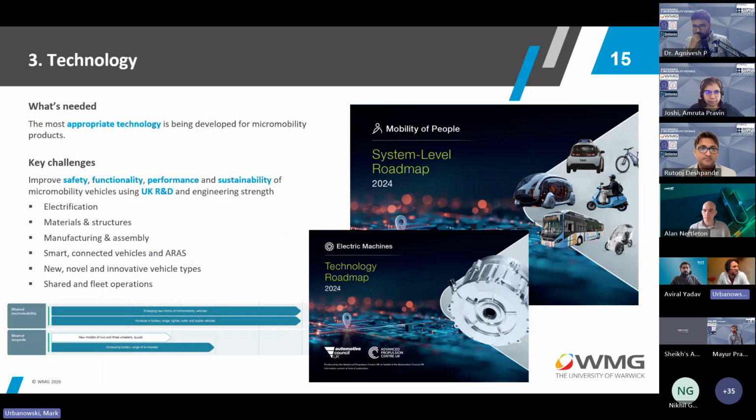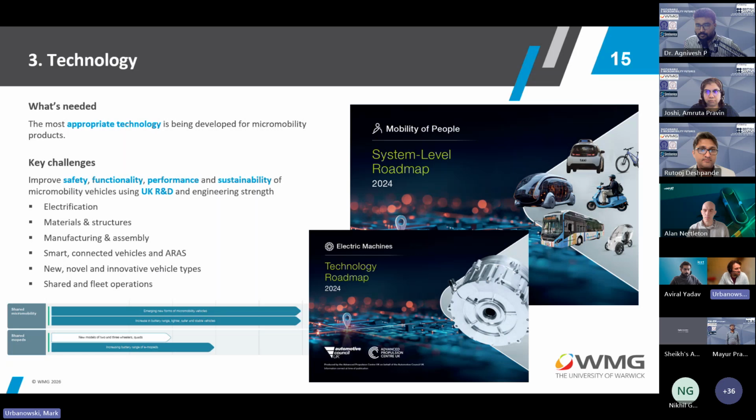From a technology point of view, lots of different technologies are being developed for micromobility, particularly around electrification, so new battery technology, new motor technology, new power electronics technology, new materials and structures, looking at composites, looking at sustainable composites, looking at novel manufacturing processes, so automated welding processes, new bonding techniques to replace welding.